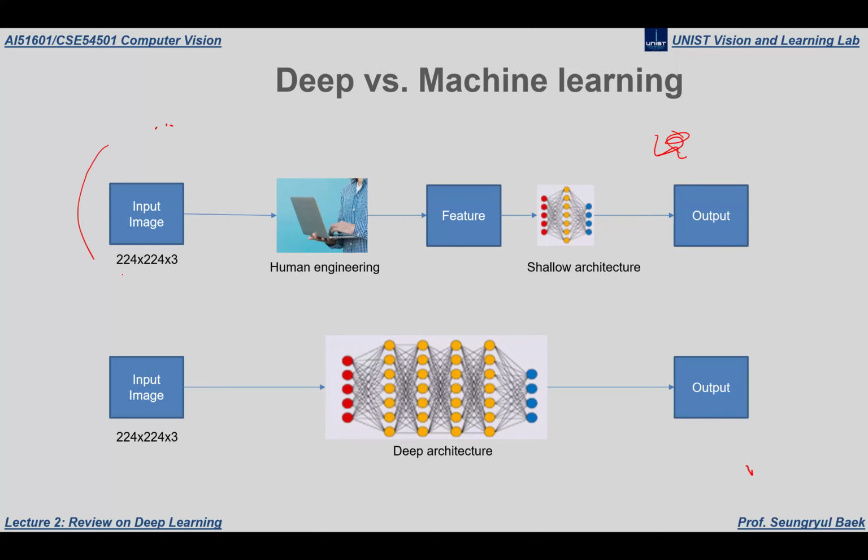Okay, so the first row is showing the shallow learning algorithm. And this is the input image whose size is 224 by 224 by 3. So this is the width and this is the height of the image. And normally we are using the color image.